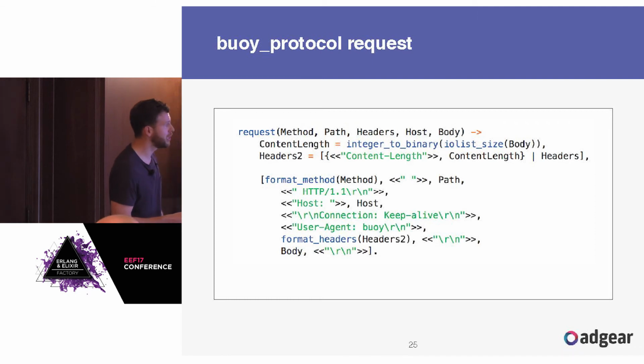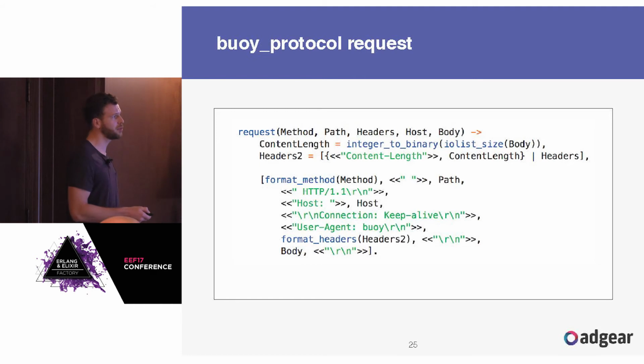After that, we add content length to the list of headers. You'll notice here we hard code connection keep alive. This is one thing that's really important. Buoy is made as an HTTP client for high performance between servers. If you're not doing keep alive, there's no point of using this. You're wasting resources opening connections all the time. It's not going to work great. Your logs are going to be full of errors, reconnecting all the time.